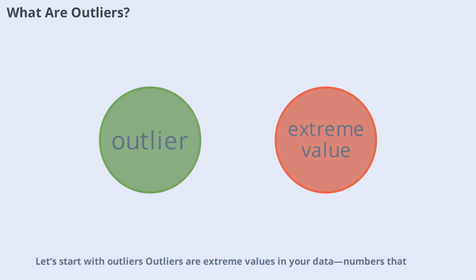Start with outliers. Outliers are extreme values in your data, numbers that are much higher or lower than the rest. For example, if most people in a survey are aged 20-40, but one person is 99, that's an outlier. Outliers can happen due to errors, unusual events, or natural variation. The problem is they can pull your averages up or down and make trends look stronger or weaker than they really are. Detecting outliers is the first step to dealing with them effectively.